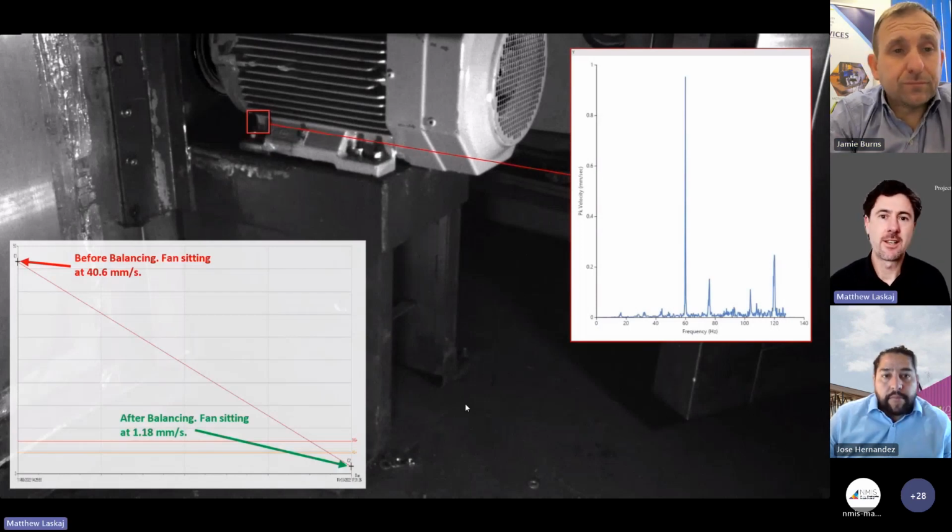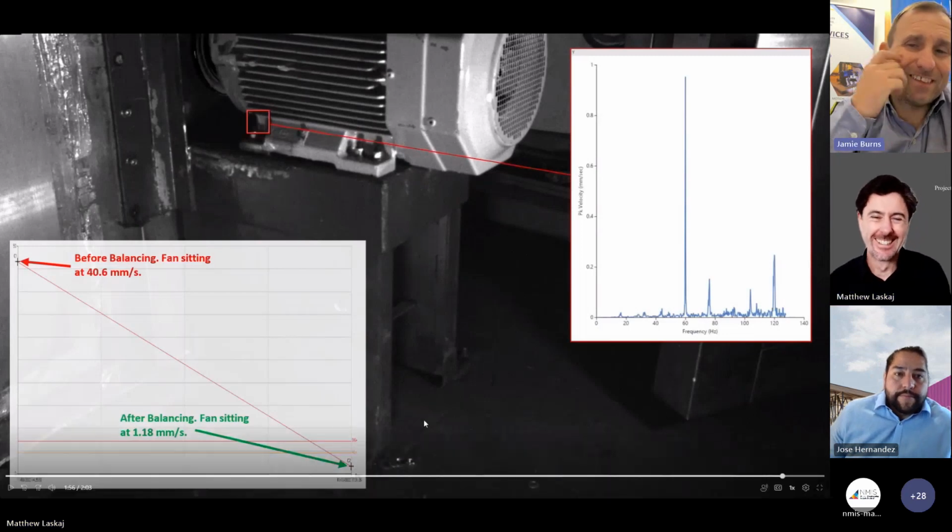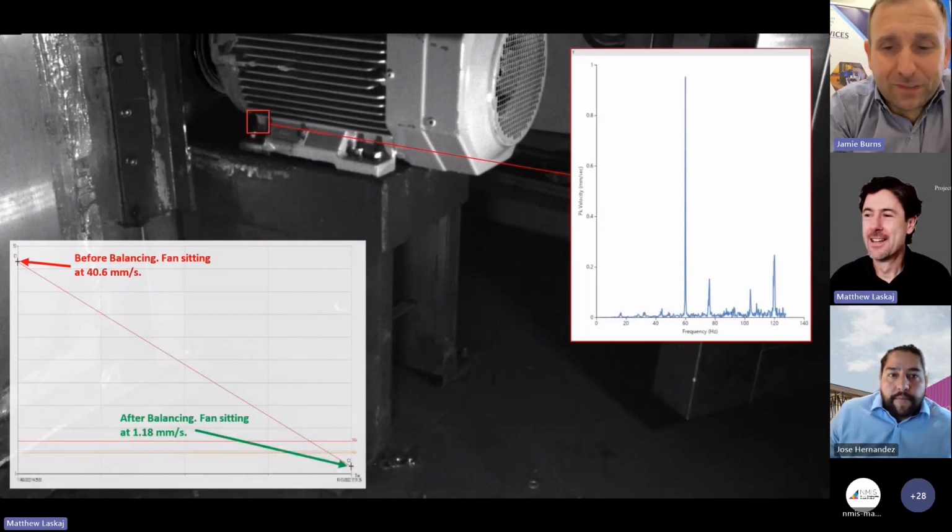Yeah, oh, we laser aligned it and it still failed. The coupling must be the wrong coupling. Oh, really? Yeah. Right, okay.